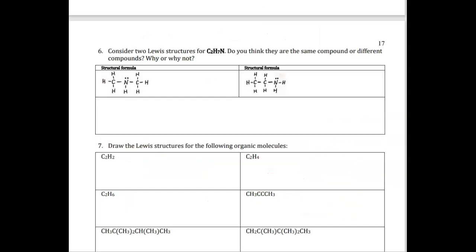The next one, consider two Lewis structures for a compound C2H7N. Do you think they are the same compound or different compounds? Why or why not? This compound has the same amount of carbons, so 2 carbons in each compound. So its formula is going to be C2, right? So 1 nitrogen atom, N, and the same amount of hydrogen, which is 7. So C2, I'm sorry, C2NH7.